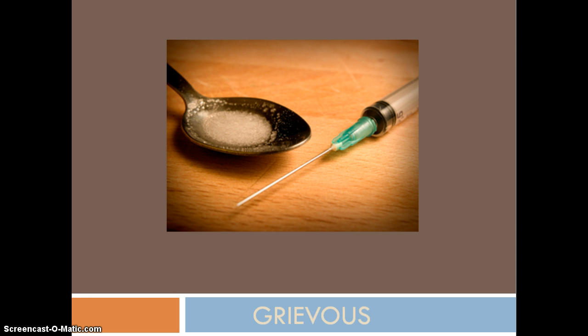Grievous. Now, obviously, this is a pretty intense word here. Grievous is an adjective. It's causing sorrow or pain, or serious. And obviously, heroin, which is what the picture is here, is causing pain to the person that's doing it, but it's also causing pain to their family and friends. So this would be a grievous action or a grievous item. The synonym is painful. Antonym is upbeat.